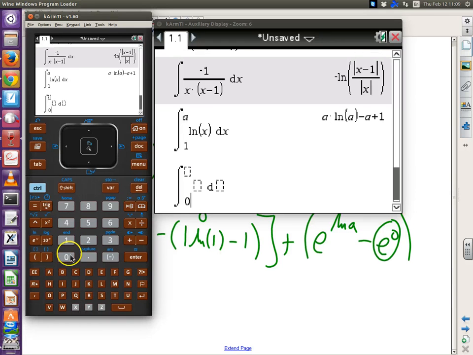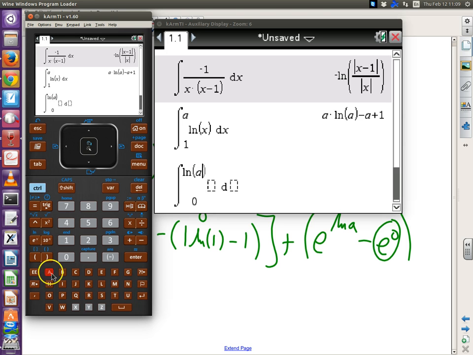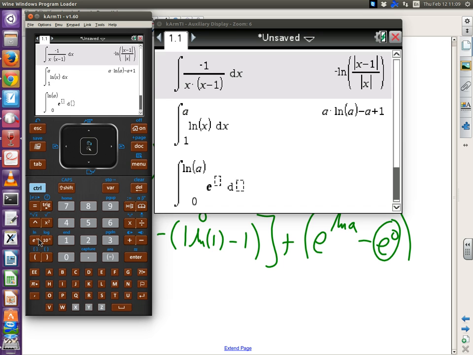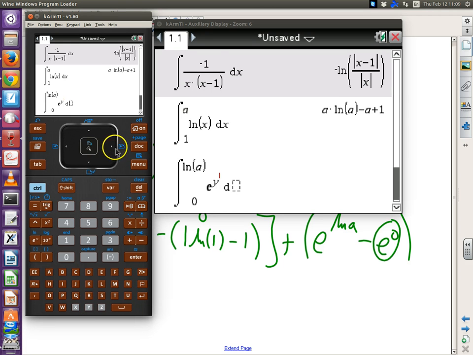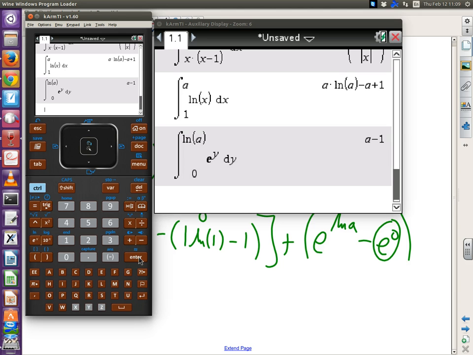Okay, so from 0 to ln of a under the curve e to the y dy. And remember, we wanted to add those two results, so clearly the a's cancel, the 1's cancel, and you get a ln of a, right? That's it. Or why don't we just do this?